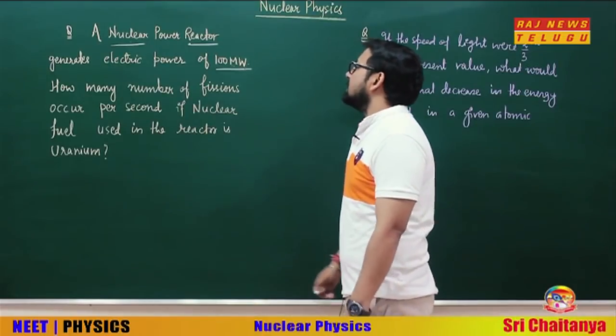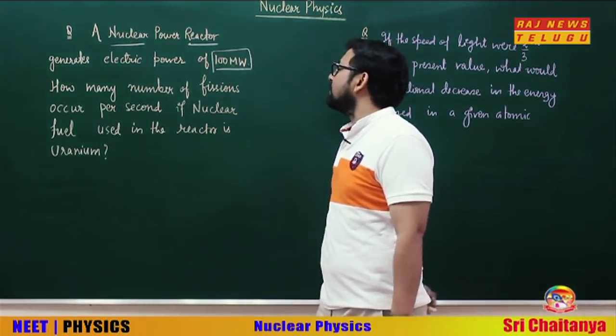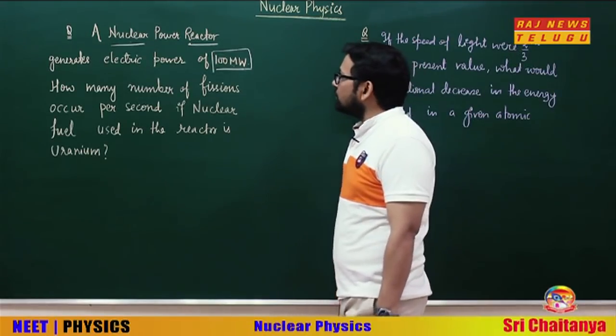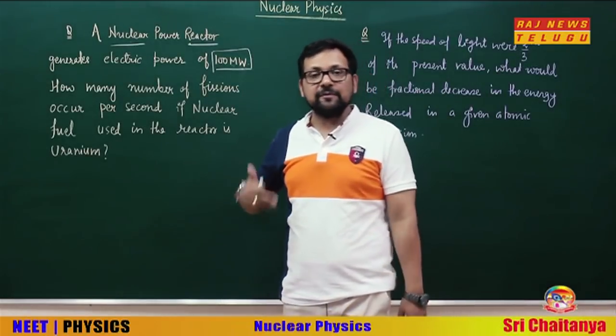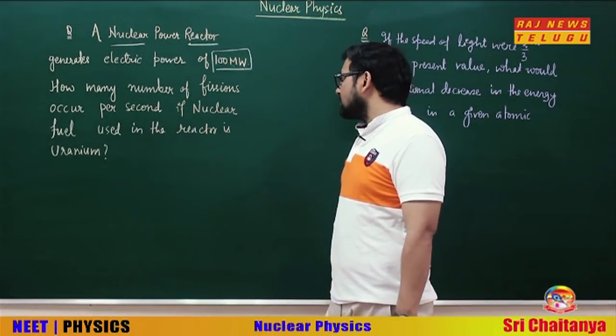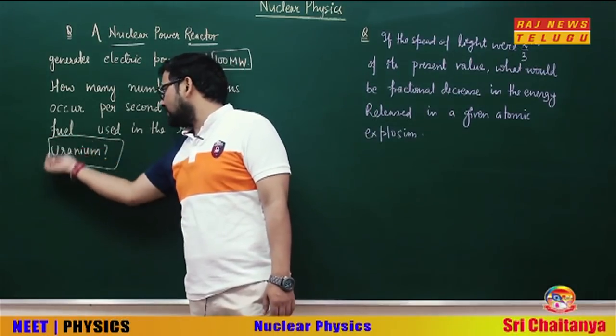A nuclear power reactor generates electrical power of, oh my god, 100 megawatt. This much power a nuclear reactor can generate. How many fissions occur per second? The frequency of fission per second is required in this question. If the nuclear fuel used in the reactor is uranium, I found this.